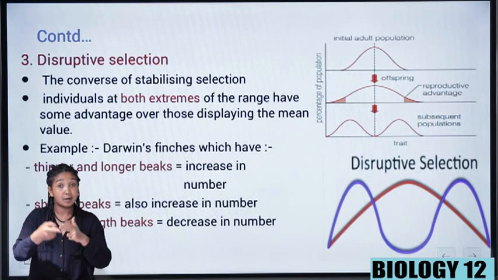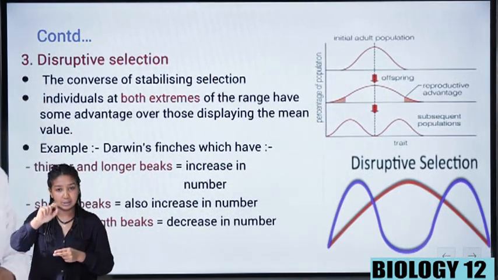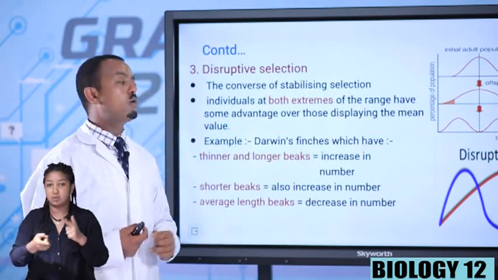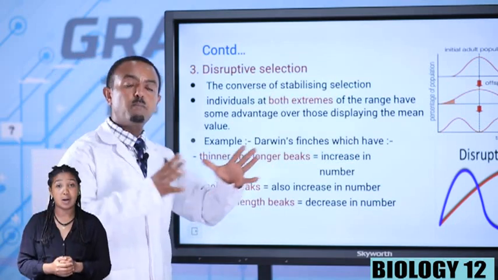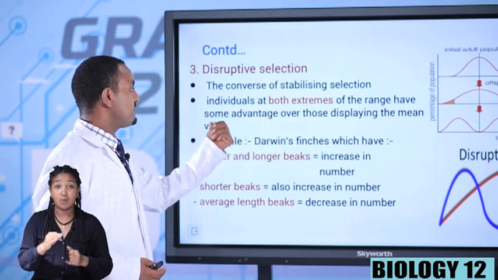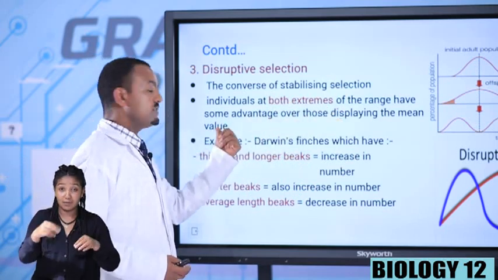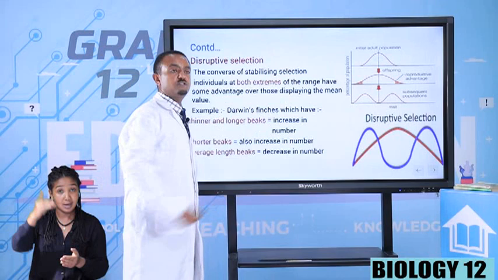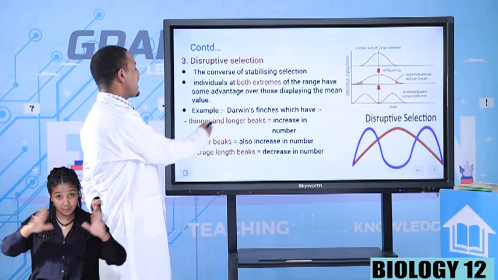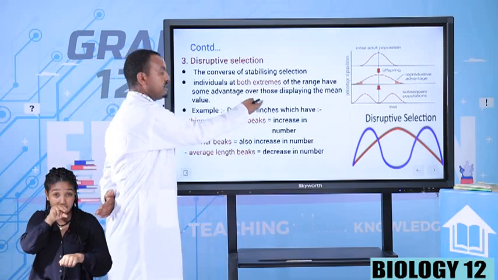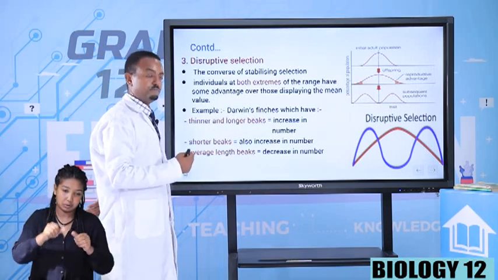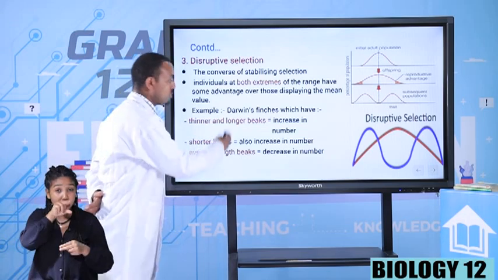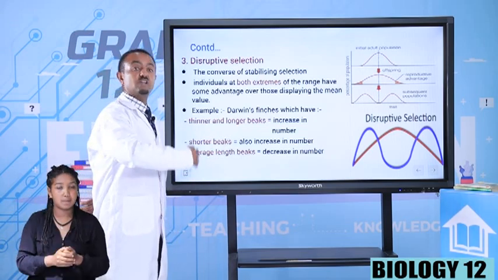And the third type of natural selection is called disruptive selection. It is the very converse of stabilizing selection. Organisms or individuals at both extremes of a range have some advantage over those displaying the mean values. As an example, we can take Darwin's finches. Darwin's finches which have thinner and longer beaks increased in number. That means they have survived. And Darwin's finches on Galapagos Island with shorter beaks also increased in number, also survived.